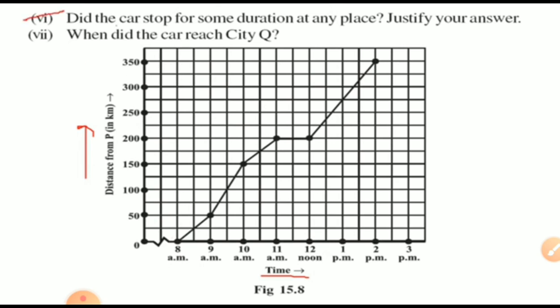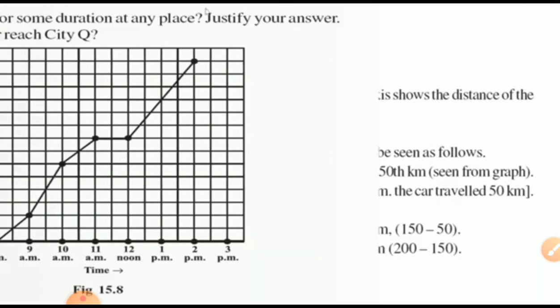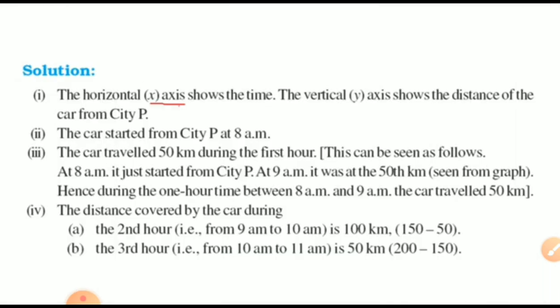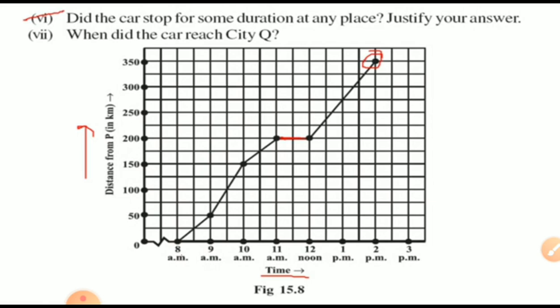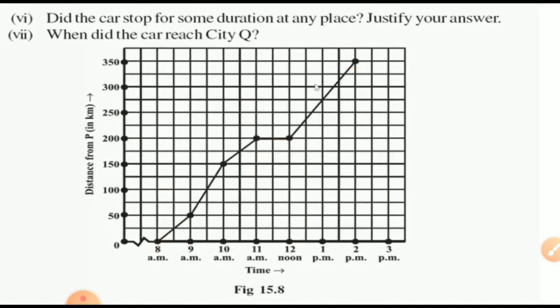First one, here there are 7 questions. In the graph, here you can see it, P to Q cities. It is starting from 8 a.m. and completed its journey at 2 p.m. Total is 350 kilometers. Kilometers are shown on the y-axis. The horizontal axis shows the time. The vertical axis shows the distance from P to Q. Isn't it better? Can you see?